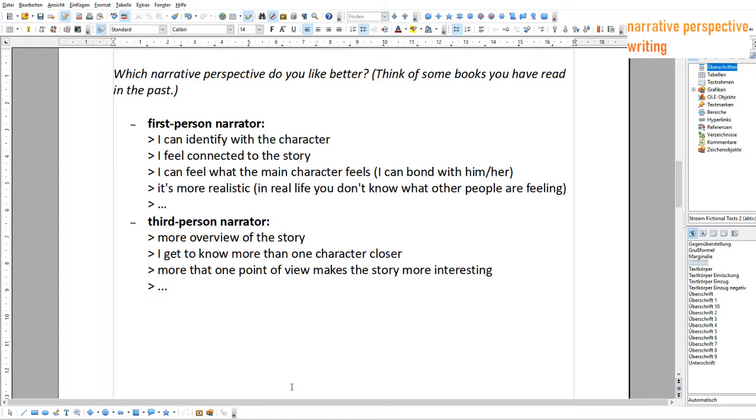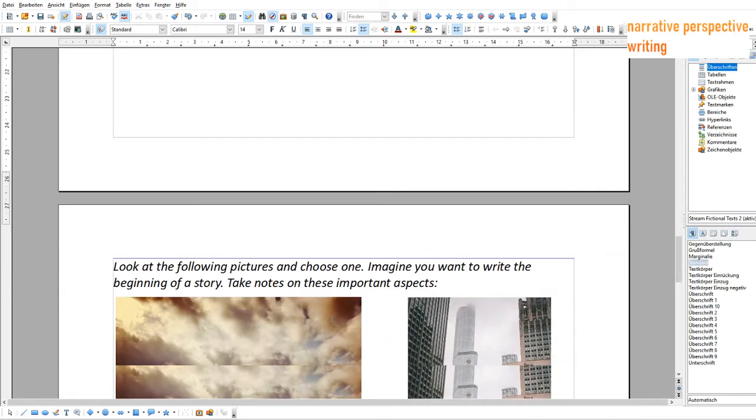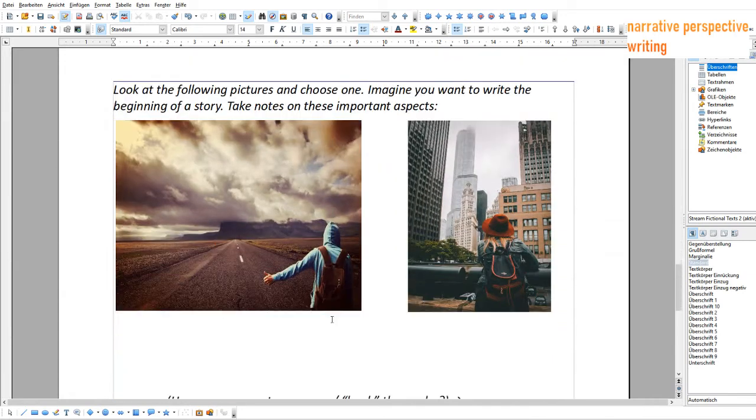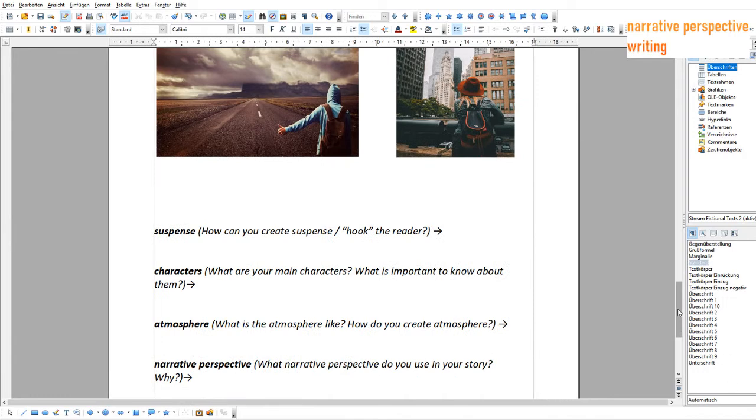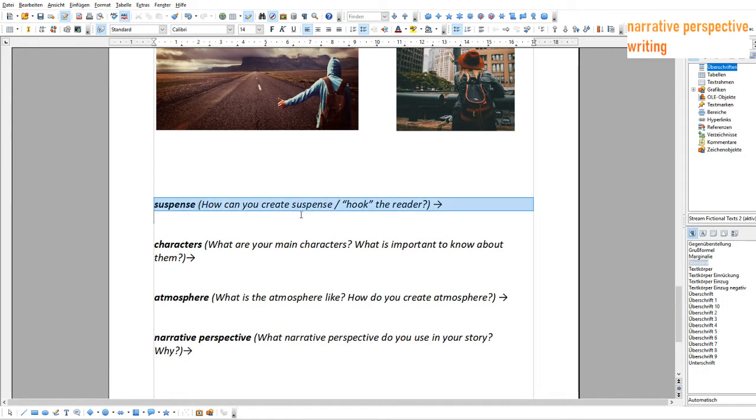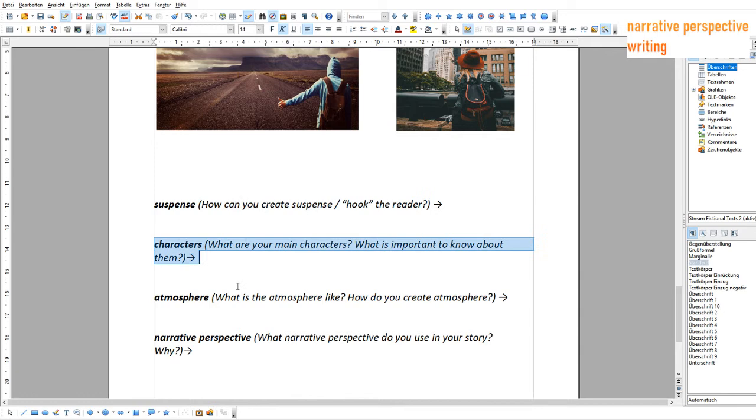Okay, so now let's go on. Now it's your turn again a little bit more today, because I'd like you to think of some of the aspects that we talked about. So you look at the pictures that I put here and you choose one picture. Now you imagine you want to write the beginning of the story. You have to take note on these important aspects. And here I wrote the important aspects that we talked about. We talked about suspense. So you have to take notes on how you can create suspense, how you can hook the reader into reading more. Then you have to take some notes on characters.